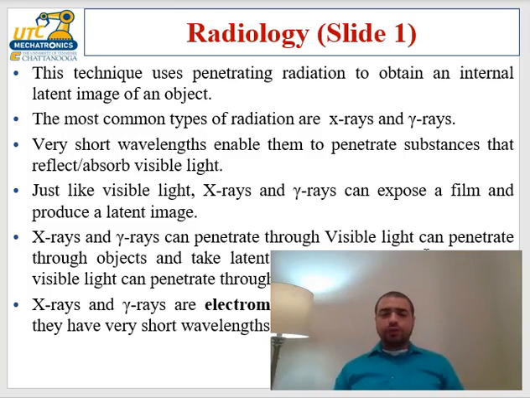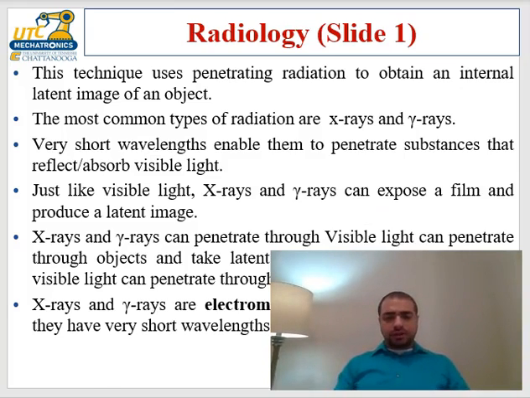Everything that we have seen here, gamma rays, X-rays, visible light, UV, infrared, radio, FM, microwaves, all of these are electromagnetic. They belong to the electromagnetic spectrum. Unlike these, sound and ultrasound waves are pressure waves. They're totally different from light, X-rays, gamma rays, and the electromagnetic waves.